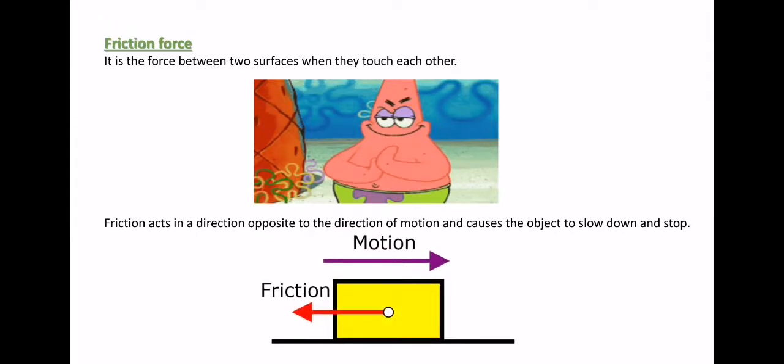Okay, this friction acts in a direction opposite to the direction of motion. So it causes the object to slow down and stop. So friction force again acts in a direction opposite to the direction of motion, so it causes the object to slow down and stop.